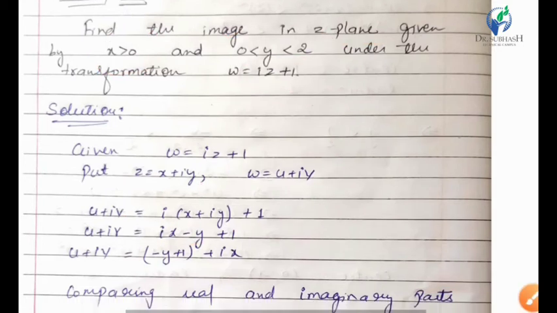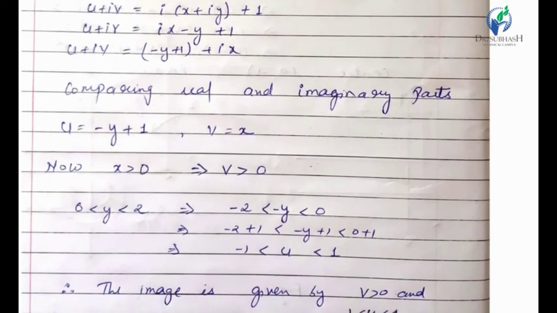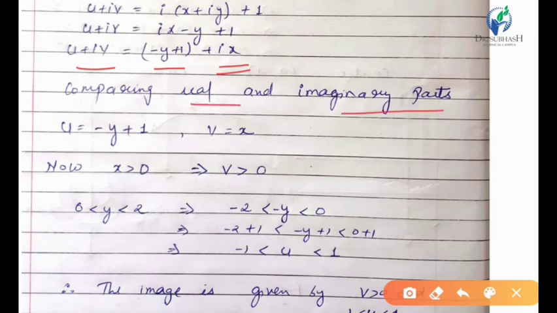Now on simplifying, we get here u plus iv equal to minus y plus 1 plus ix. We have just rearranged the equation. Now we'll compare real and imaginary parts. Here the real part is u, and on the right hand side the real part is minus y plus 1. What will be our imaginary part? That is the coefficient of i. Here the coefficient of i is v, and here the coefficient of i is x. So we get v equal to x.